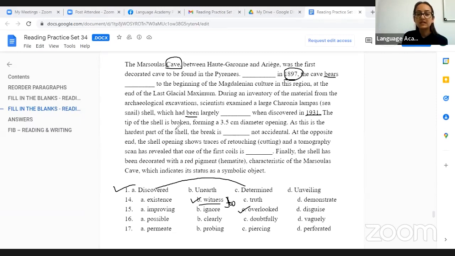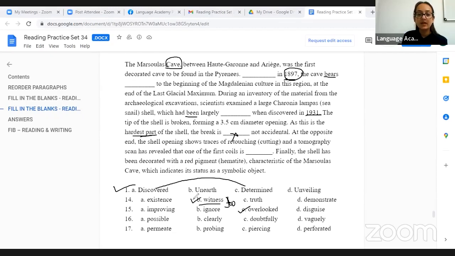The tip of the shell is broken, forming a 3.5 centimeter diameter opening. As this is the hardest part of the shell, the break is not accidental. The sentence is absolutely complete and even easy to understand. They said this is the hardest part. So obviously this is not an accidental break, because accidentally, the hardest part cannot break accidentally.